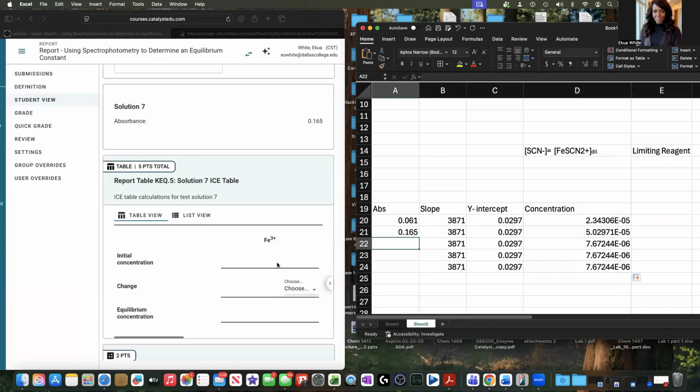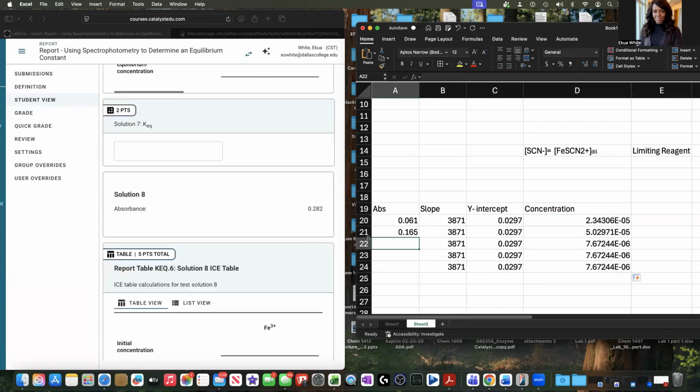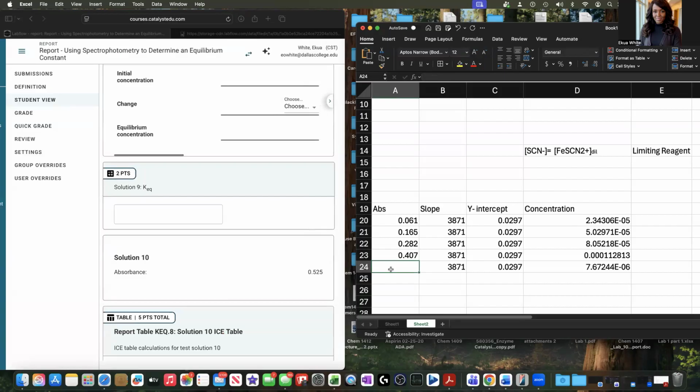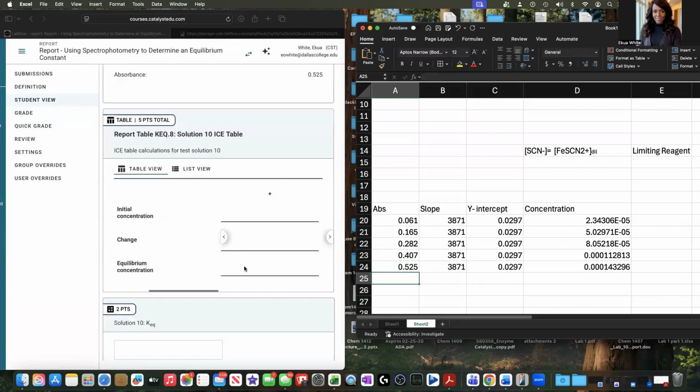Okay. And then 8, what's the absorbance? 0.282. 9, 0.407. 10, 0.525. Okay, so this is so much easier, right?